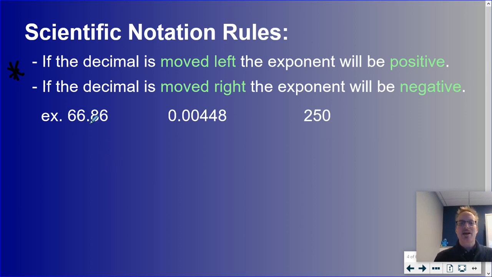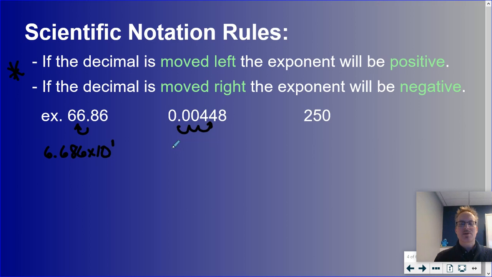So in 66.8, here's our decimal point. We decided we're going to move it 1 to the left. Therefore, when we write out this number, it's going to be 6.68 times 10 to the. Now, because we moved the decimal point to the left, it's going to be a positive exponent. So I moved it 1 to the left, so that's going to be times 10 to the positive 1. On the second example, we're moving it 1, 2, 3 to the right.